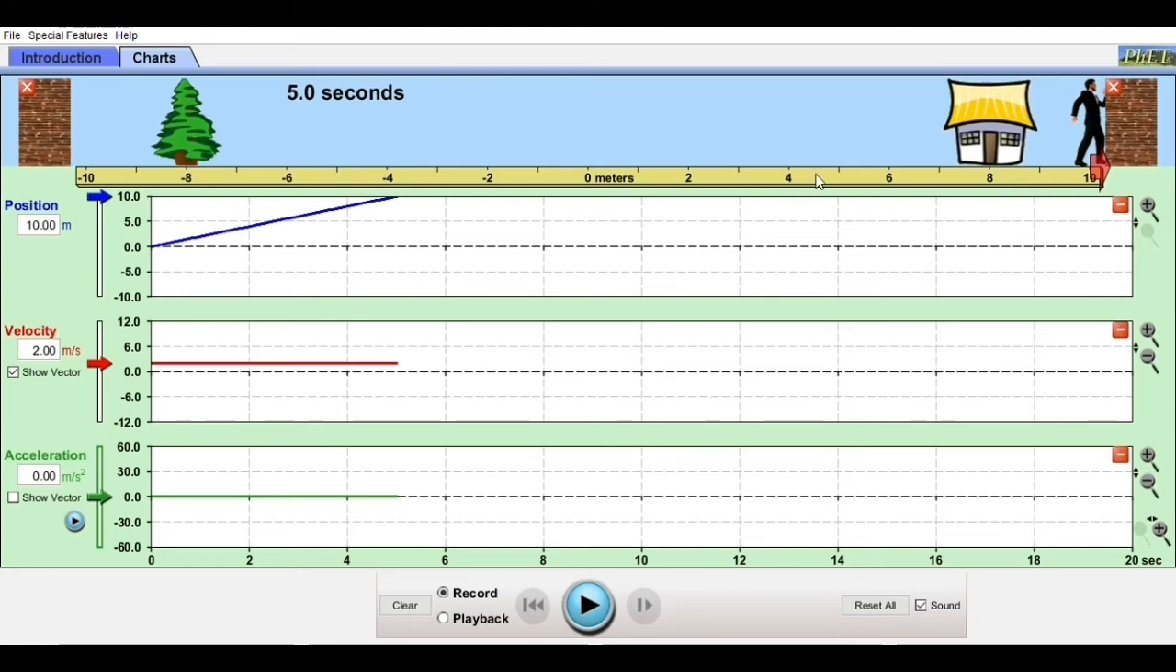Alright, let's check if your guess is correct. Now I will assign, let's reset this one. Okay, let's go back to 0. I will assign an initial velocity of 0, but I will assign an acceleration of, let's say, 2 meters per second squared. Okay, let's check if your guess is correct or not.